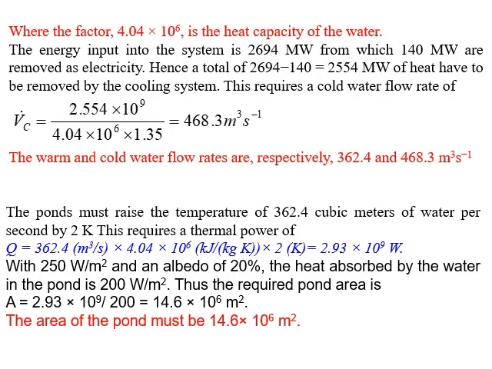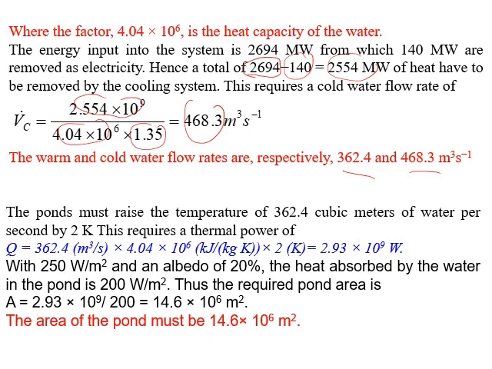For cold water, I need to know the cold water flow rate. So the thermal energy extracted minus the mechanical output from the system gives me how much is the rejected energy, the energy rejected at the condensing side by the cooling. So if I divide it by heat capacity times delta T for the cold part, I get the flow rate. So these are the flow rates for warm and for cold water.